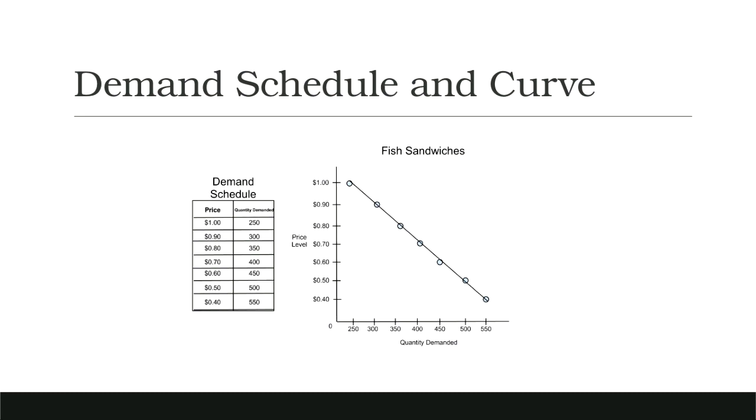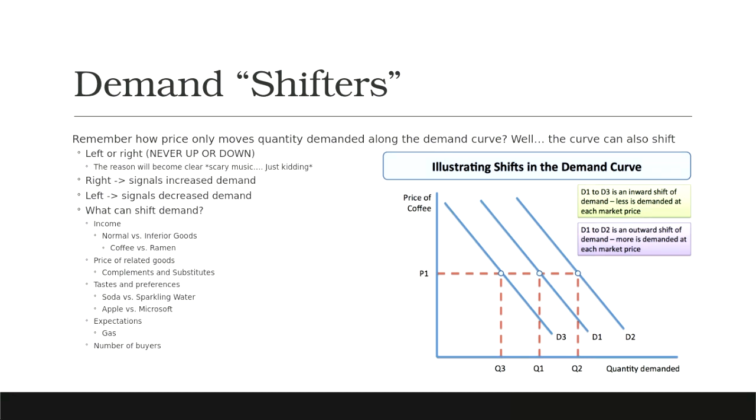Not too tricky. So the thing to know here, though, is that, as we said, quantity demanded and price are related. And demand is the composite of all those points. However, price doesn't change demand. Price only changes the quantity demanded. And the demand, that entire curve, can shift. And so demand shifters are things that shift all the demand for a market left or right. So we only say left or right, never up or down. And the reason will become very clear. Just kidding.